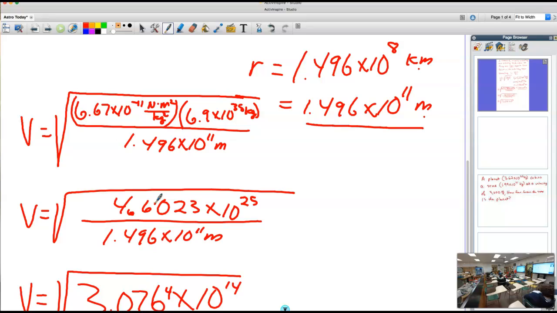So that's why we want to show all the steps. Ready for the second one? Yes. Let's try the second one then.